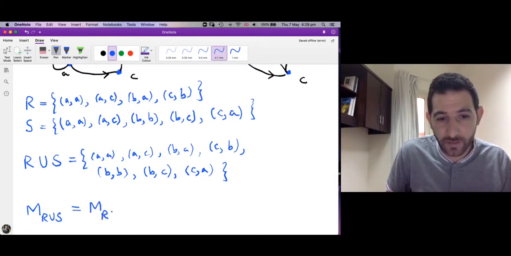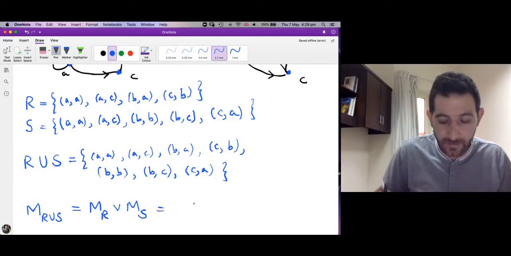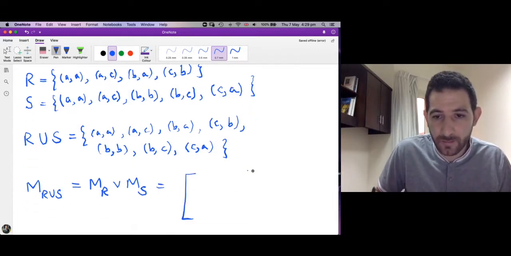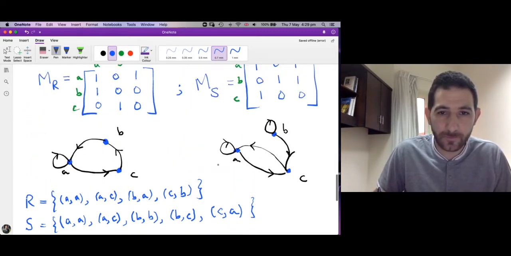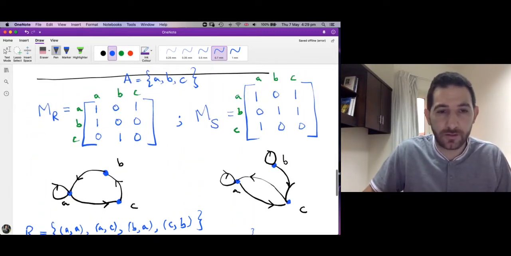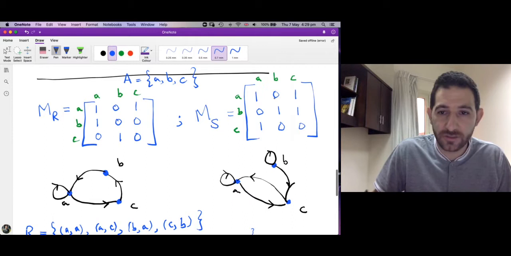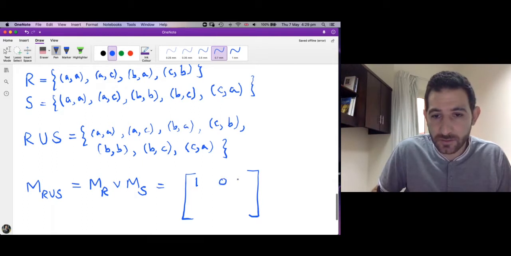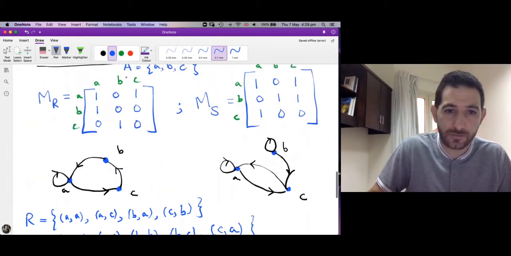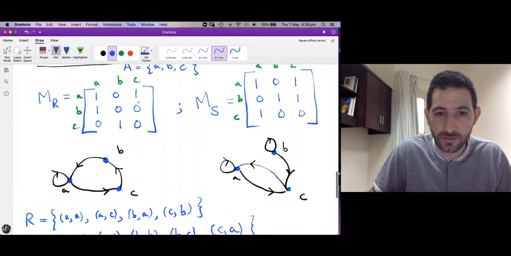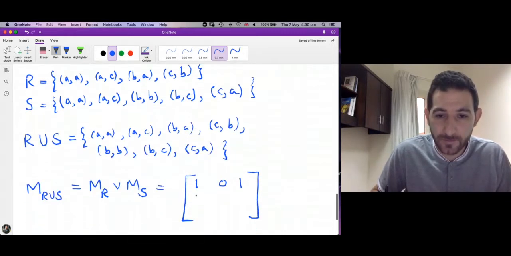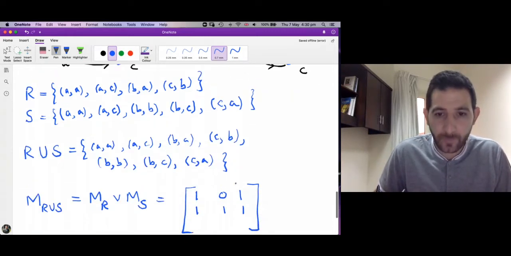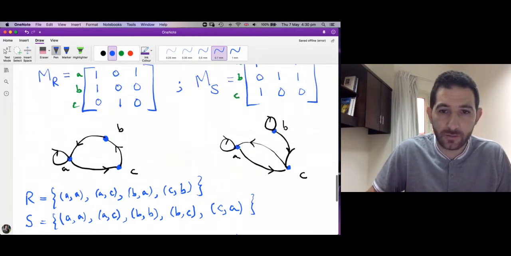It is the join of MR and MS, and this will be a 3 by 3 matrix where we take the join of the corresponding entries. So here 1 join 1 is 1, and 0 join 0 is 0, 1 join 1 is 1. So the first row is 1, 0, 1. Now in the second row, 1 join 0 is 1, 0 join 1 is 1, and 0 join 1 is also 1. So here we have 3 ones. And here we have 1, 1, and 0.